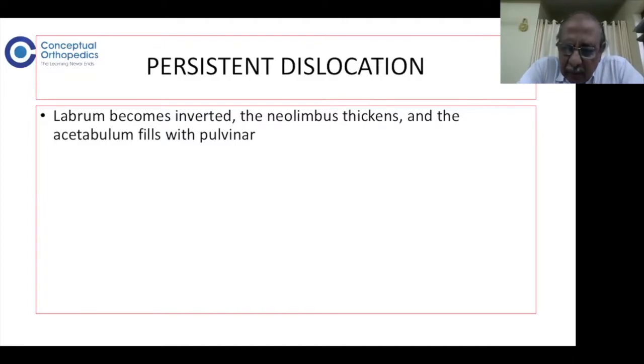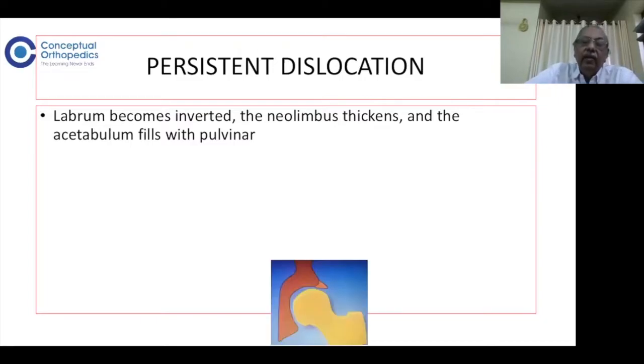So in a late dislocation, these are the three things found inside the acetabulum. The neolimbus, the fibrocartilaginous tissue at the edge, thickens. The labrum, which is normally almost horizontal, first everts and then inverts. And the whole acetabular cavity is filled with pulvinar. This is the normal labrum. As you see here, when the head is trying to go out or subluxate, this labrum gets everted.